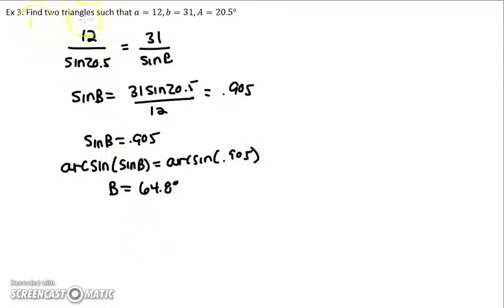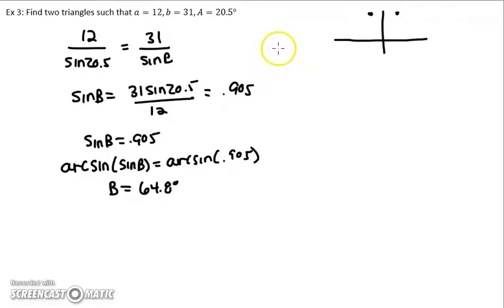But this says two triangles. So we have to think, all right, how am I going to get the other triangle? If we think about the unit circle, a sine value of 0.905 is going to be somewhere right around here, right? And we know 64 degrees, almost 65, this is 90. There's another place on our unit circle, right there, that's going to have the same sine value.